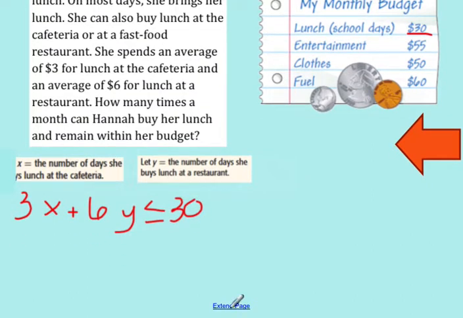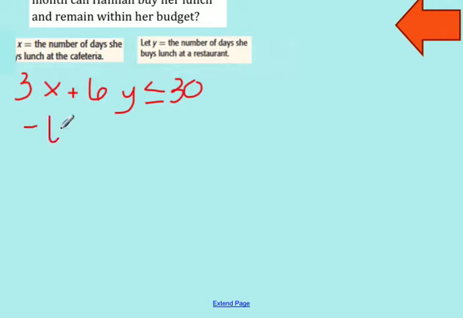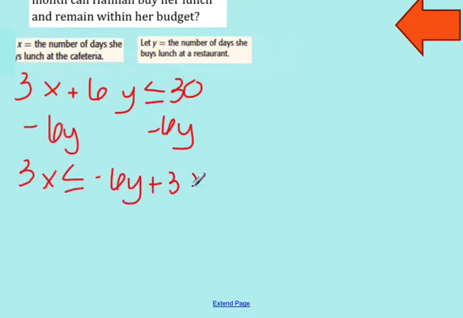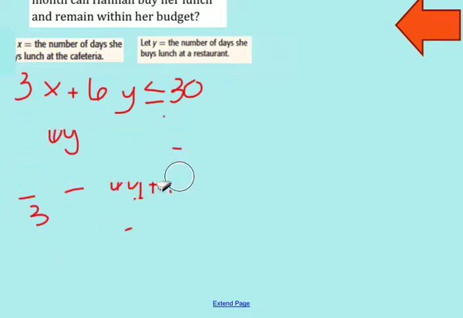So what we're going to do is solve this for X. So I'm going to subtract 6Y from both sides. So I get 3X is less than or equal to negative 6Y plus 30. Divide both sides by 3, and then I get... why did I bring Y over to the other side? That was silly. You should be solving for Y. Oh, Ms. Humbert's having a day today.